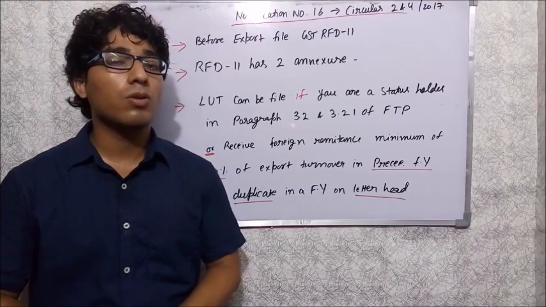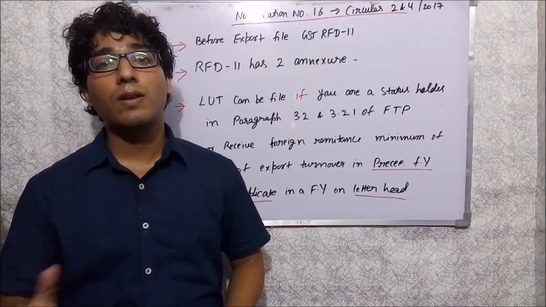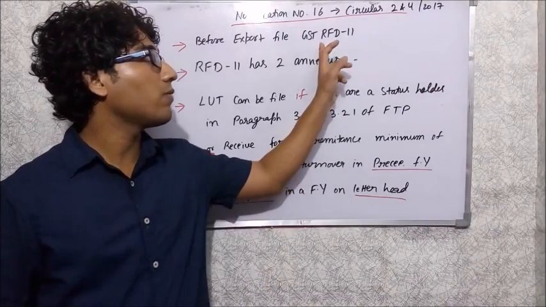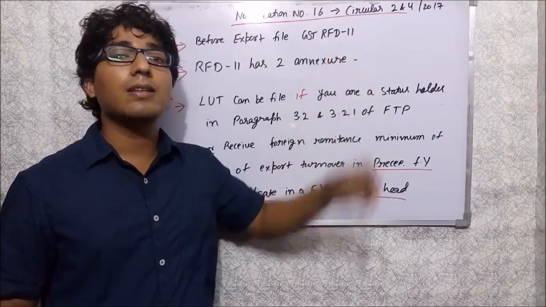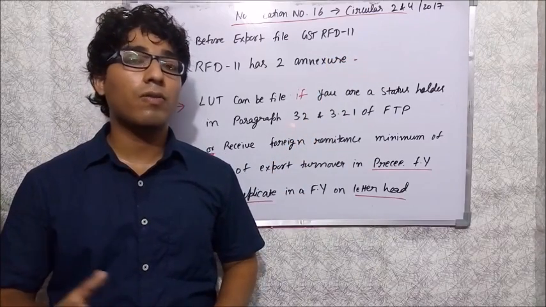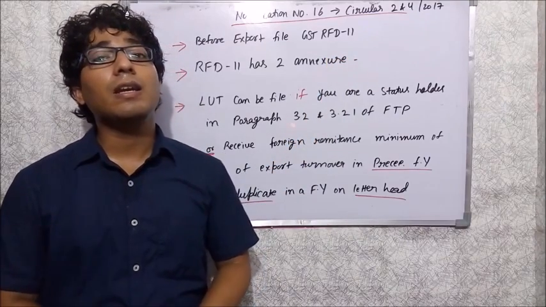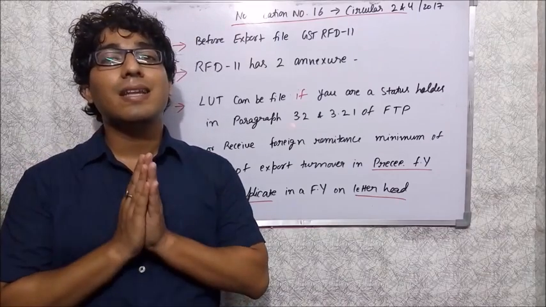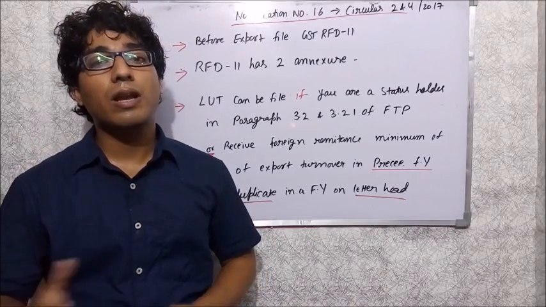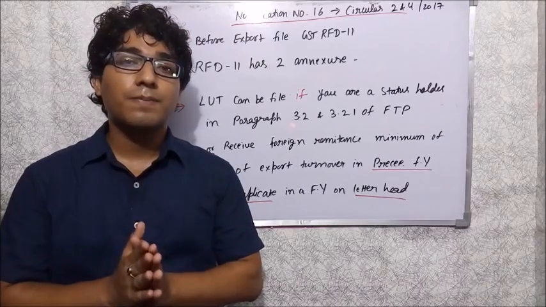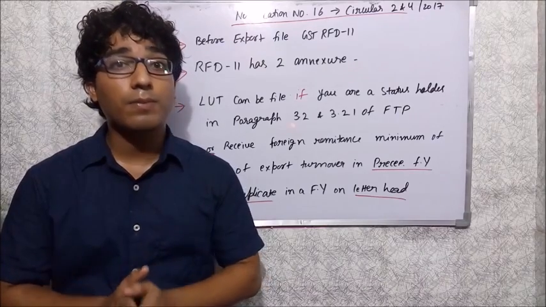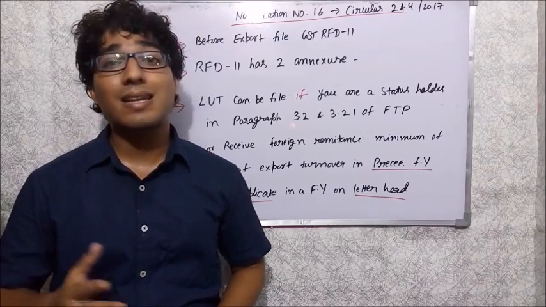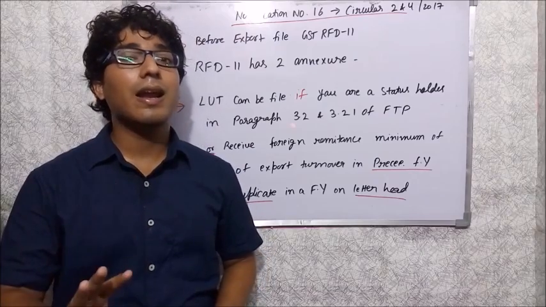So before exporting the goods or services without payment of duty, first you have to fill the form GST RFD 11, and there are two annexures in that, bond and letter of undertaking. The letter of undertaking is for those people who are trustworthy, who have a good track record, and in whom the government has trust. So how to establish the trust? The government has three criteria.